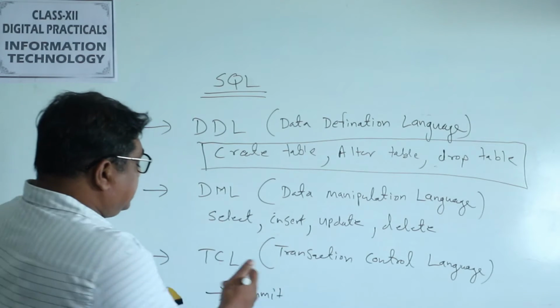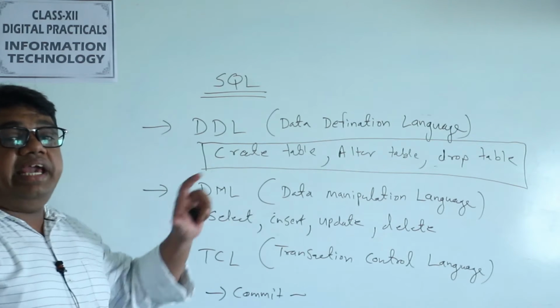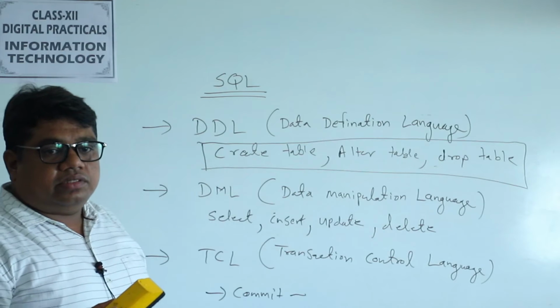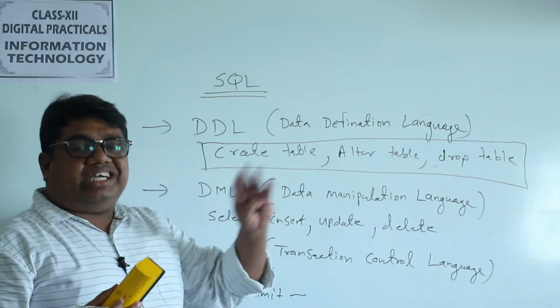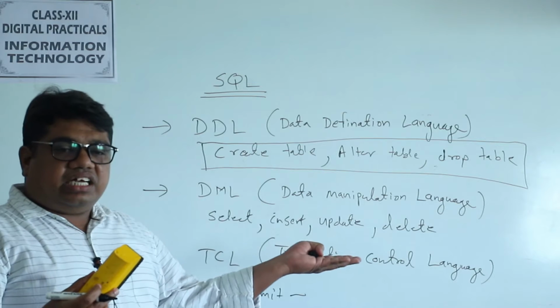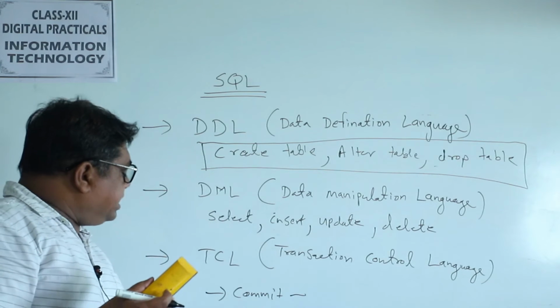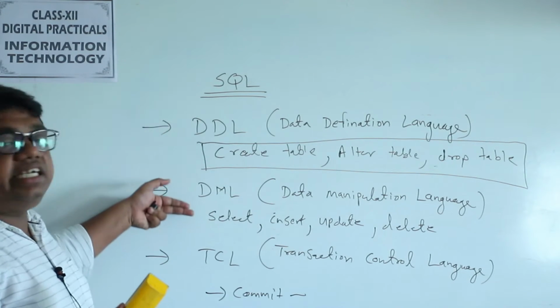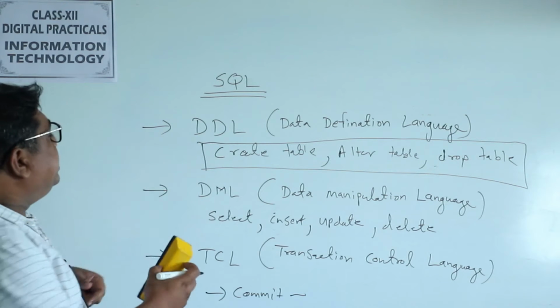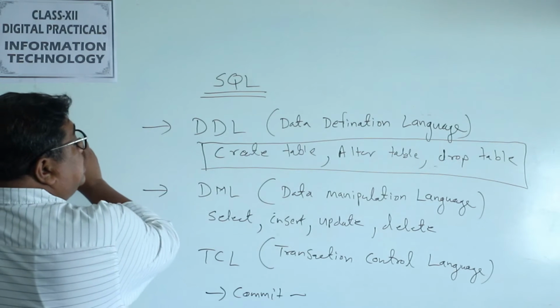This command is used to make changes in the table. Commit command, and rollback is used to undo the changes in the table. So these are not there in your course. So we will go through this DDL and DML statements. Okay.